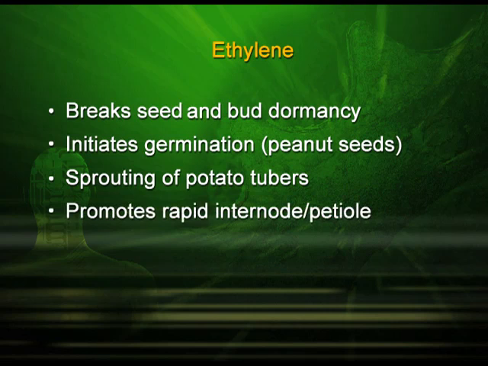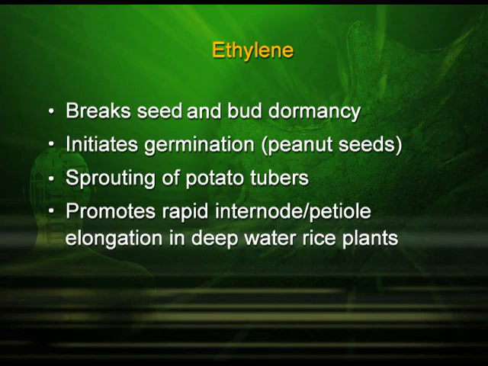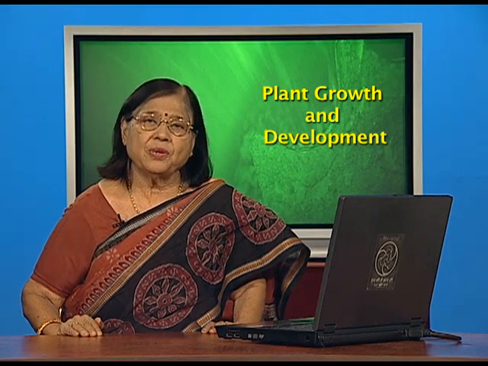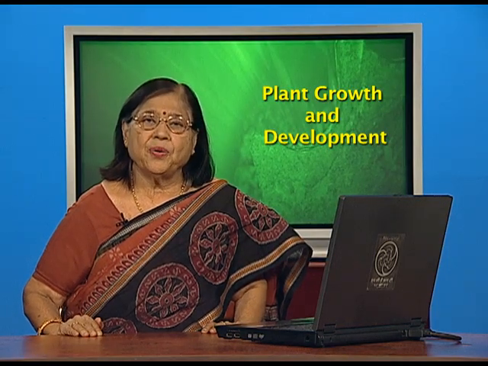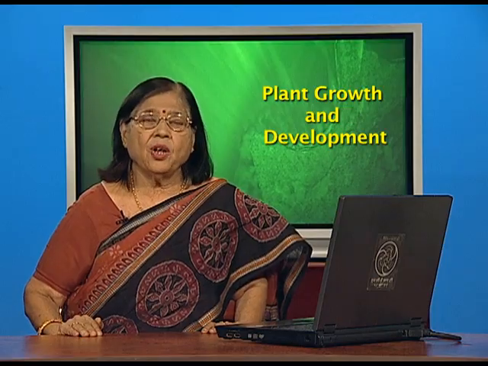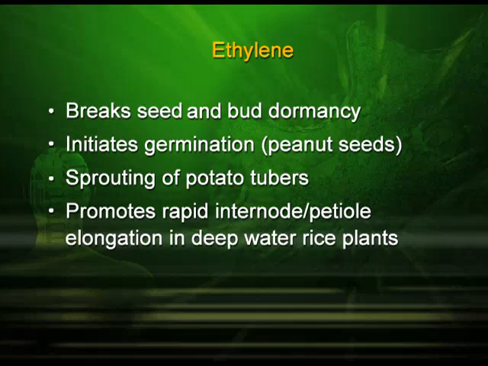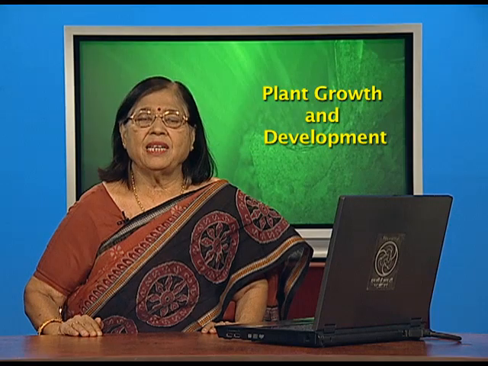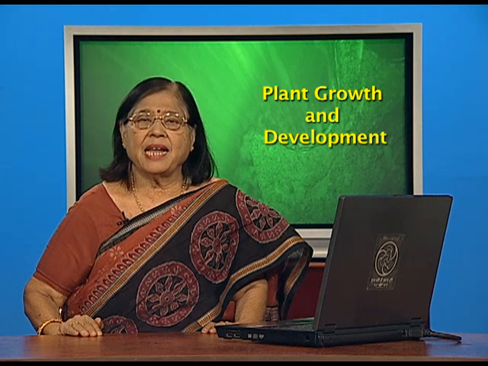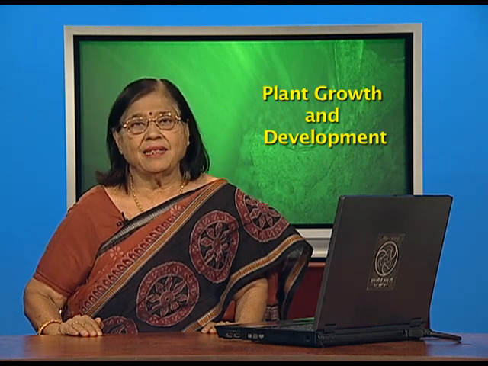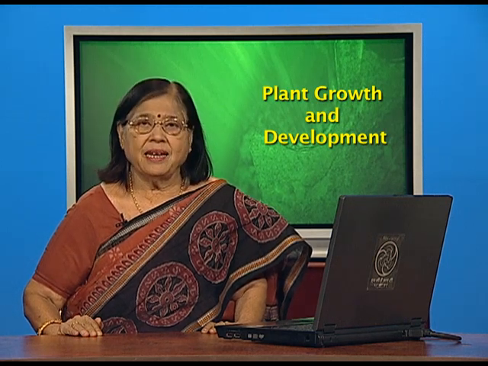Promotes rapid internode and petiole elongation in deep water rice plants. You know what internodes are, you know what petiole is. And elongation of these internodes will increase the height of the plant. And the plant which is in deep waters, when height will increase, it will gradually come outside the water, and that is the purpose. Ethylene has a role in this.